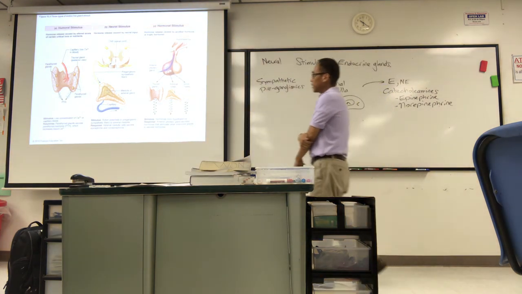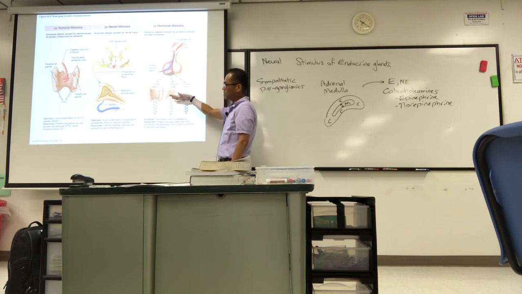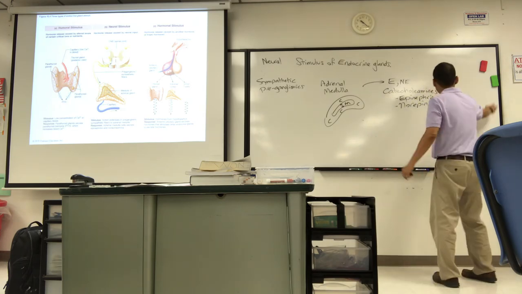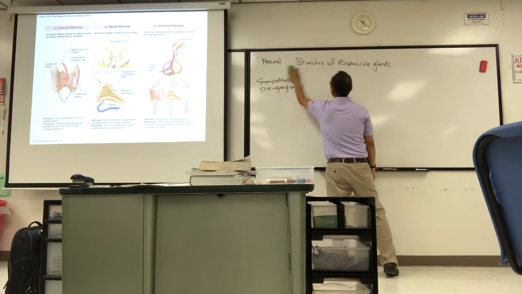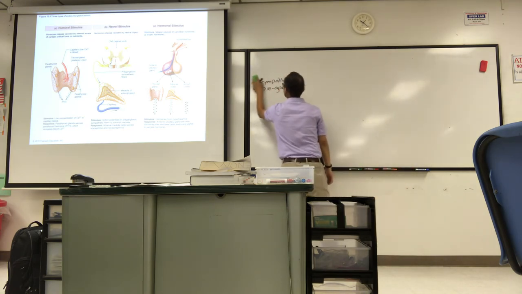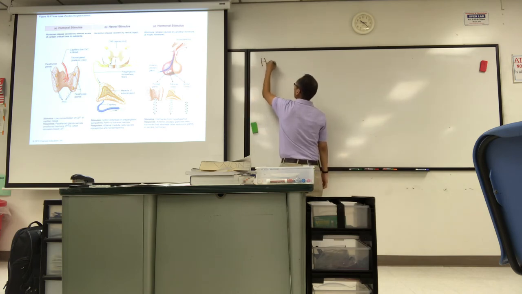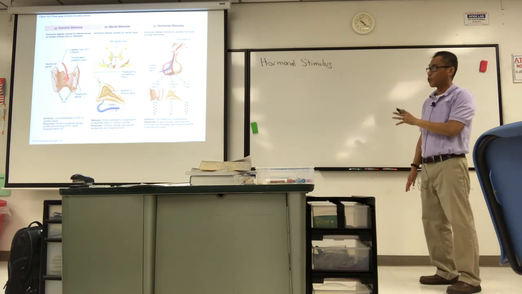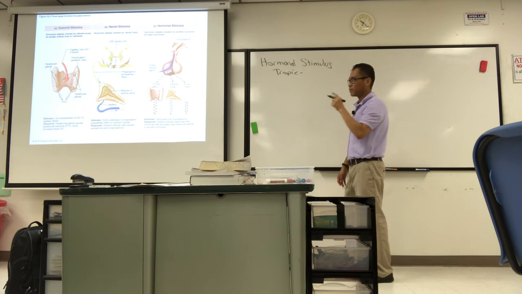The last example, and this kind of leads into my next set of slides, is this right there, where you have hormones controlling the release of other hormones. Now that whole idea is you're going to be studying these are called tropic hormones. Now, the tropic hormones are an example of hormonal stimulus. A tropic hormone controls the release of another hormone.